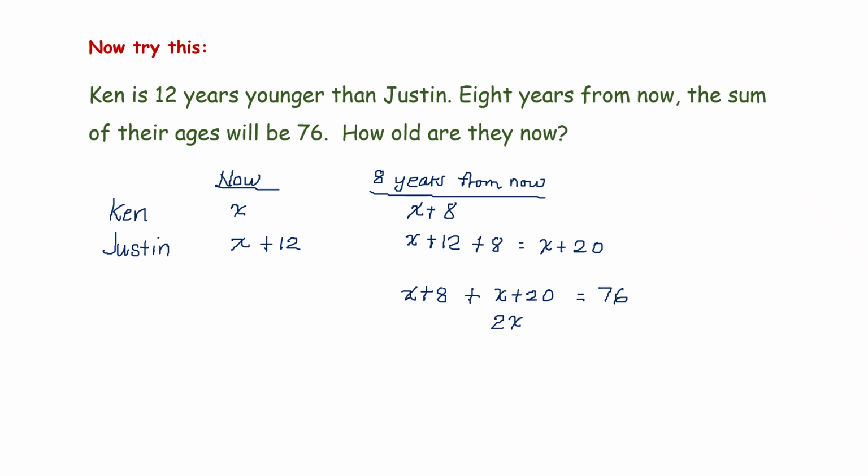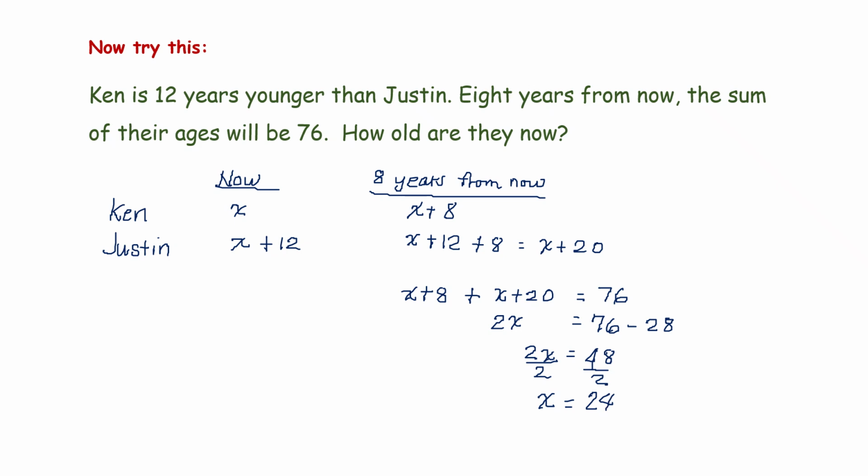I would like to bring that to the other side of the equation, which gives us 76 minus 28. So 2X is equal to 16 minus 8 is 8. 6 minus 2 is 4. Divide both sides by 2. That means Ken's age is 24.